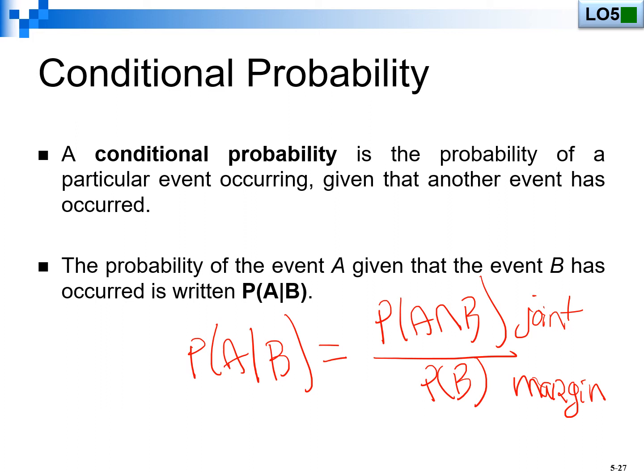So anytime you're doing conditional probability calculations, you can refer to it as a ratio of the joint probability divided by the marginal probability. So it's always going to be a joint or intersection divided by a margin. I think this will come in handy later on when I show you how to use some of the tables.